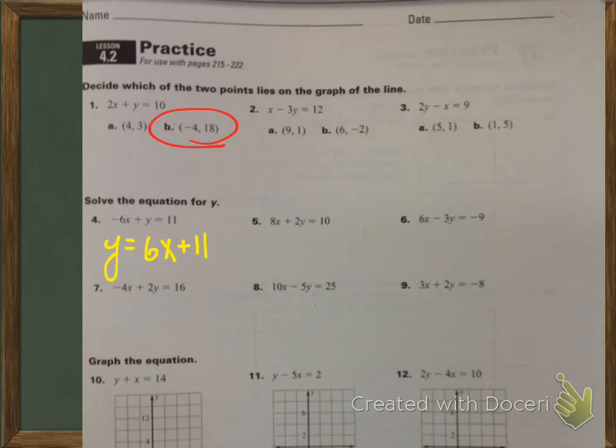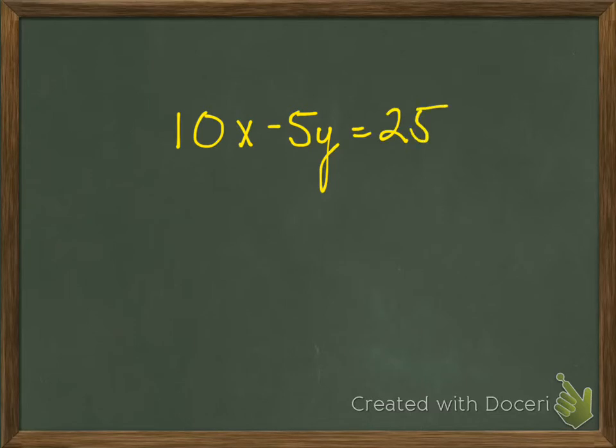I want to do another one. I want to do number 8. All right, so you see number 8. Why don't you copy that? And I'm going to go ahead and do number 8. So number 8, 10x minus 5y equals 25. Again, we're solving for y.